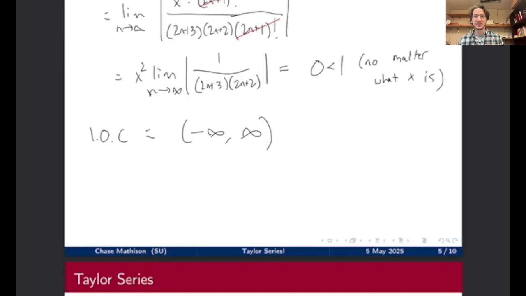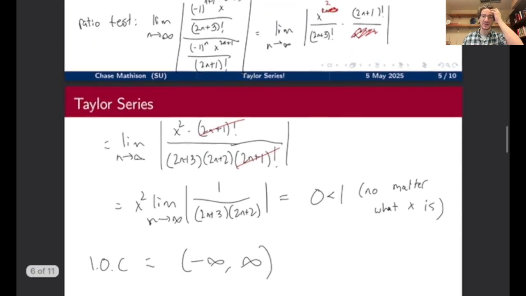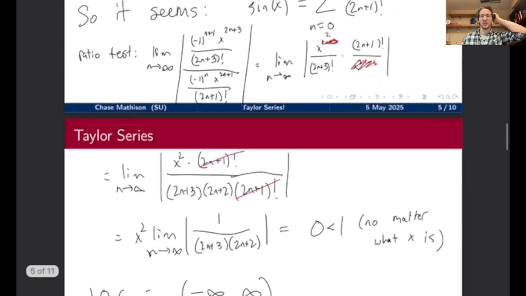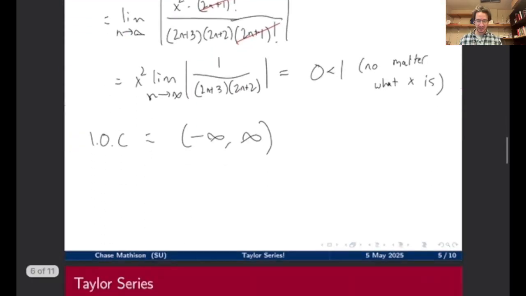You can use this series to calculate sine of x no matter what the x value is, which is pretty cool. All right, so let's generalize what we just did.